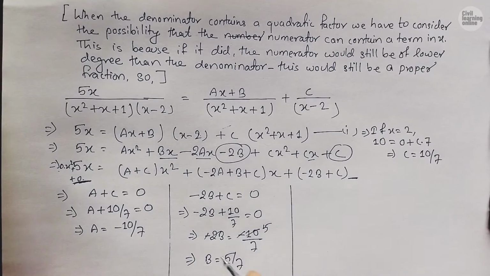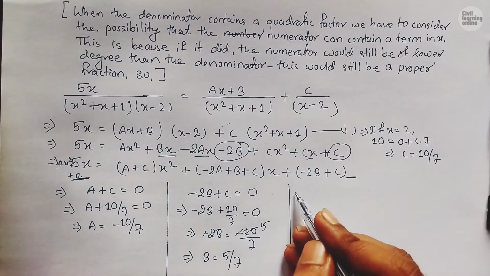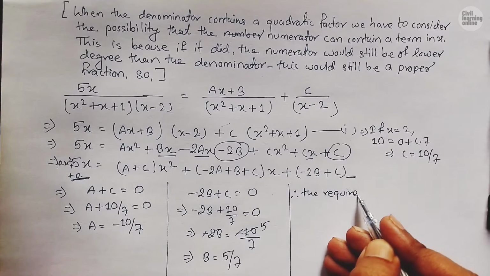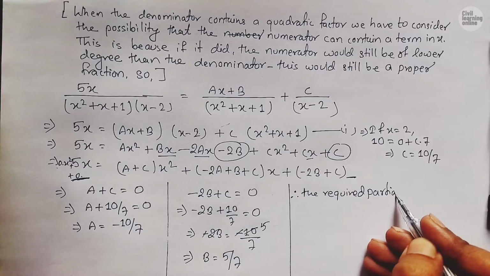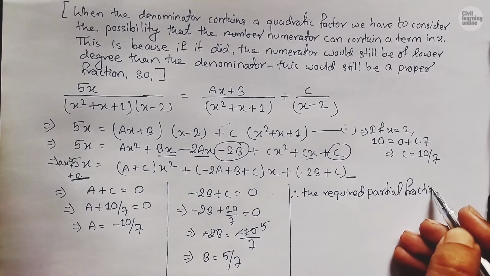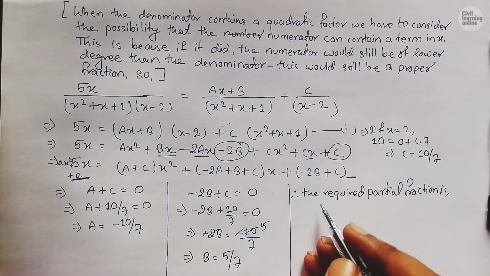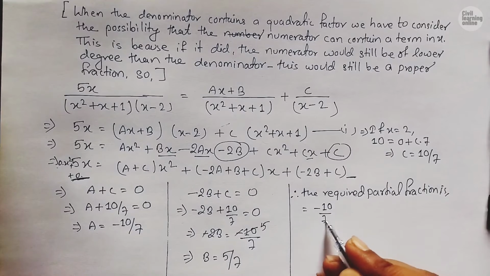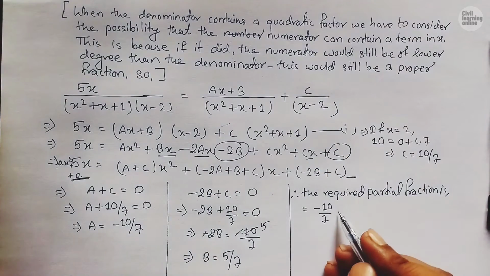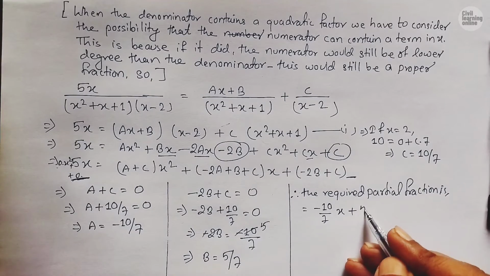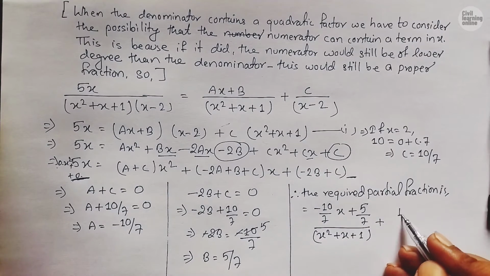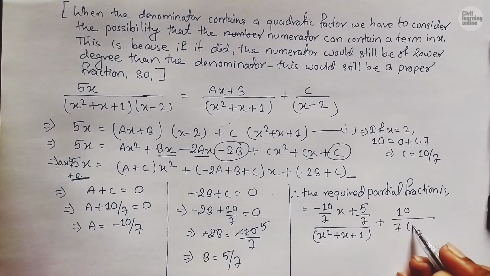So we have successfully calculated the value of a, b and c. Now we will rewrite the equations. Therefore the required partial fraction, a is minus 10 upon 7. So minus 10 upon 7, we are putting the value in this equation. So minus 10 upon 7 times x plus b is 5 upon 7 upon x square plus x plus 1 plus c is 10 upon 7 upon x minus 2.